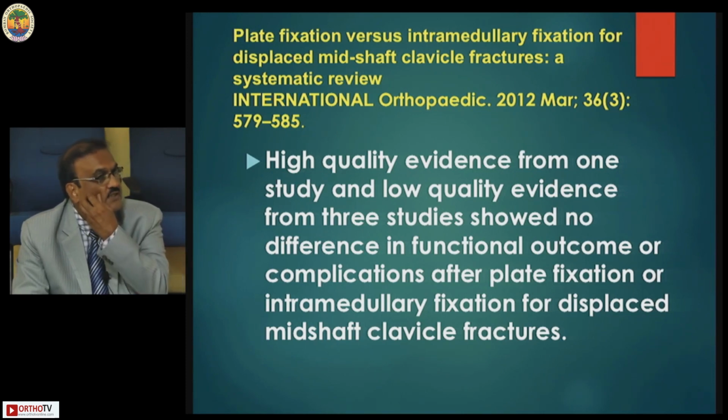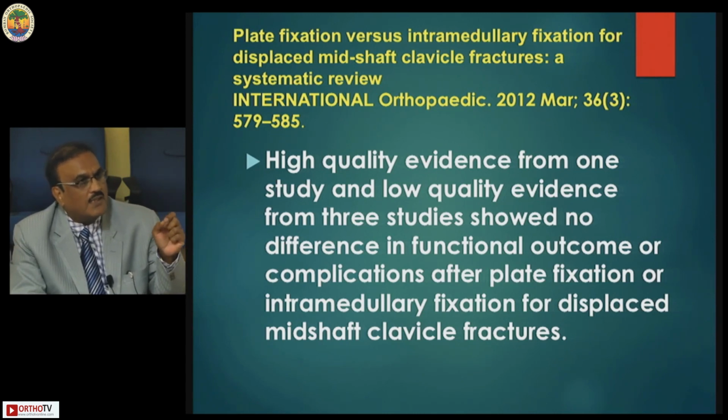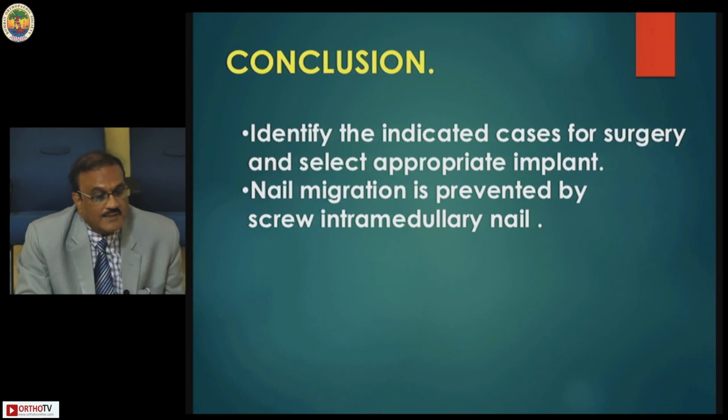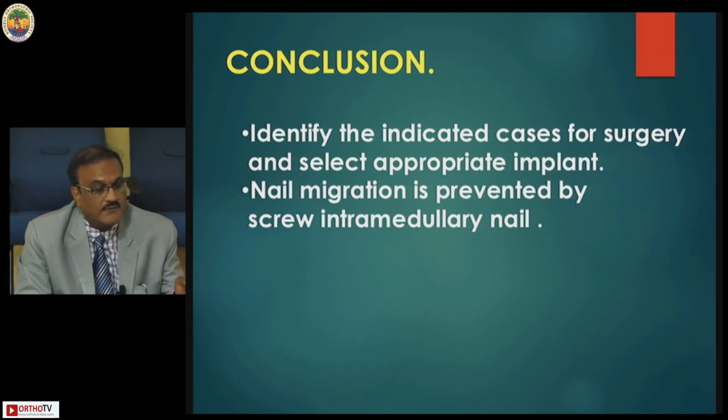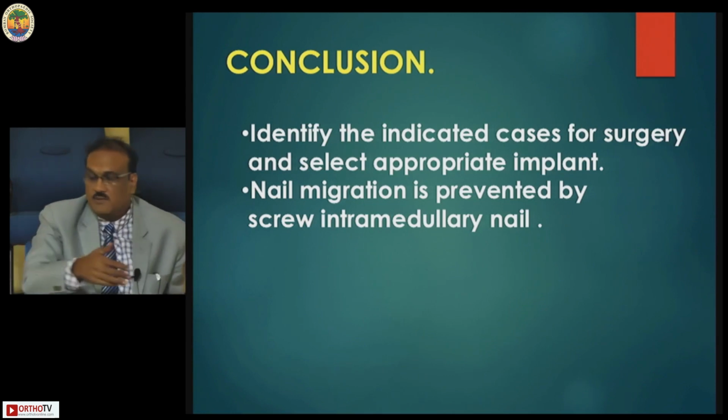So, if there is no difference after treatment, if you can give a scarless surgery or a very small stitchless one or two surgery, it is always better. That is the contention. Identify the indicated cases for surgery and select the appropriate implant. Nail migration is prevented by the screw intramedullary nail. I will provide a video also so that we can have a discussion.